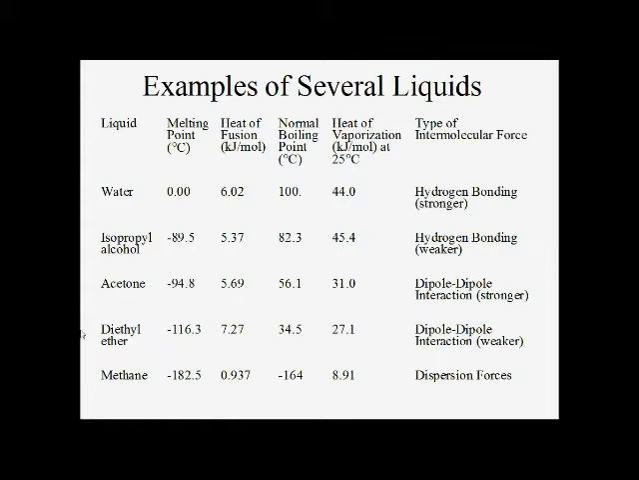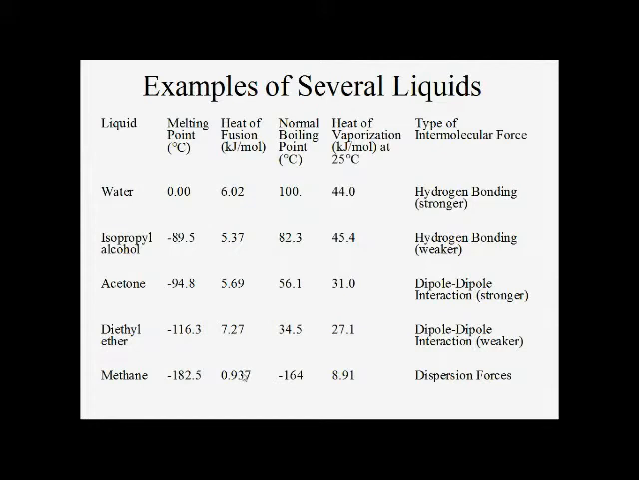Diethyl ether has oxygen between two carbons. This will give it a dipole, but it's going to be a weak dipole-dipole interaction. Then methane is just pure dispersion forces. So the weakest intermolecular forces are down at the bottom, and as we go up toward the top, we have stronger intermolecular forces. And we see that our melting point just increases as you go from weak intermolecular forces to strong intermolecular forces. We have the same thing with our normal boiling point. Normal boiling point increases as we increase our intermolecular forces.